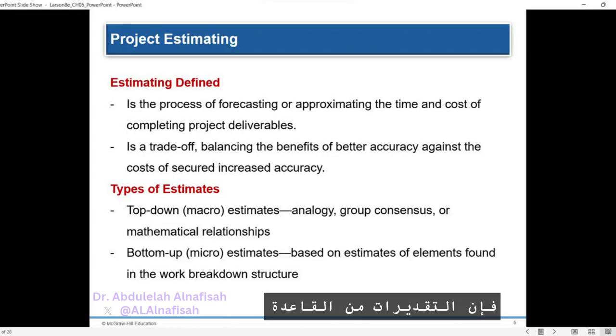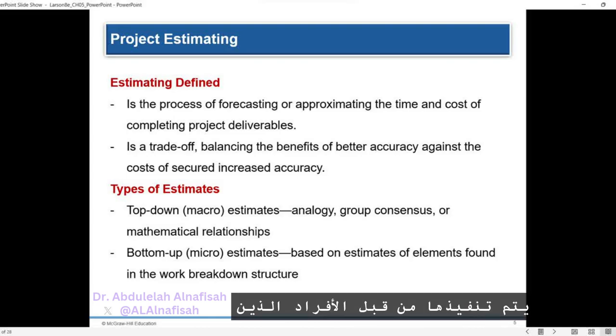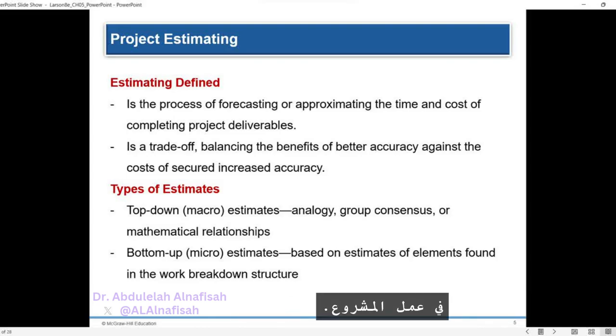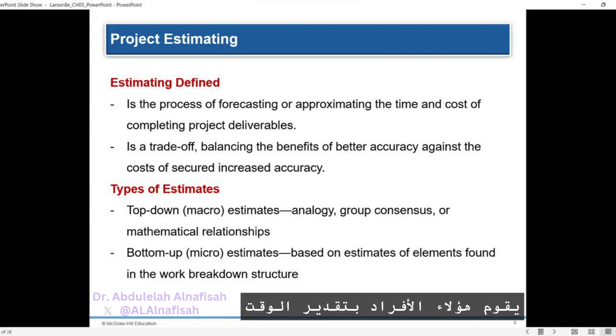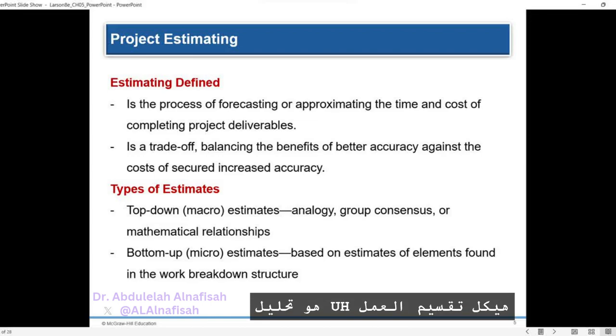On the other hand, bottom-up estimates are performed by the individuals who will be directly involved in the project work. These individuals estimate the time and cost based on the elements identified in the work breakdown structure, WBS. A work breakdown structure is a hierarchical decomposition of the project deliverables into smaller, more manageable components.